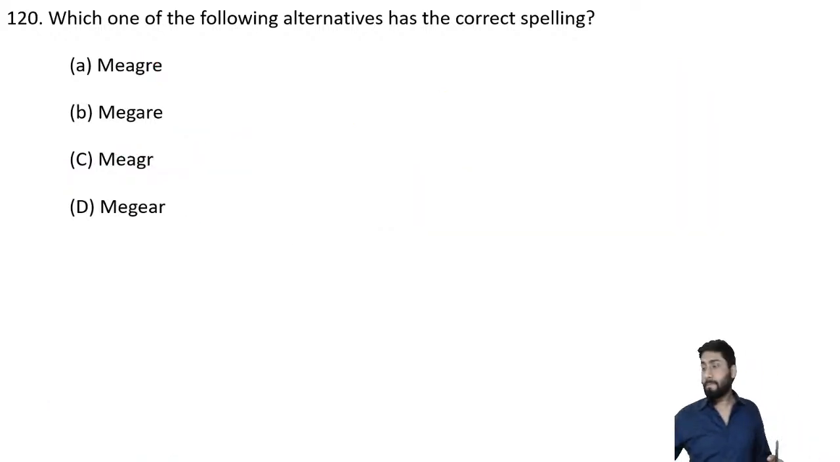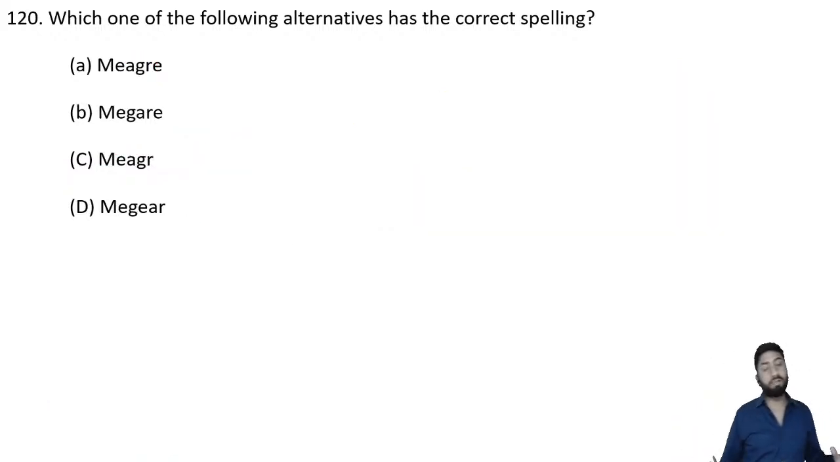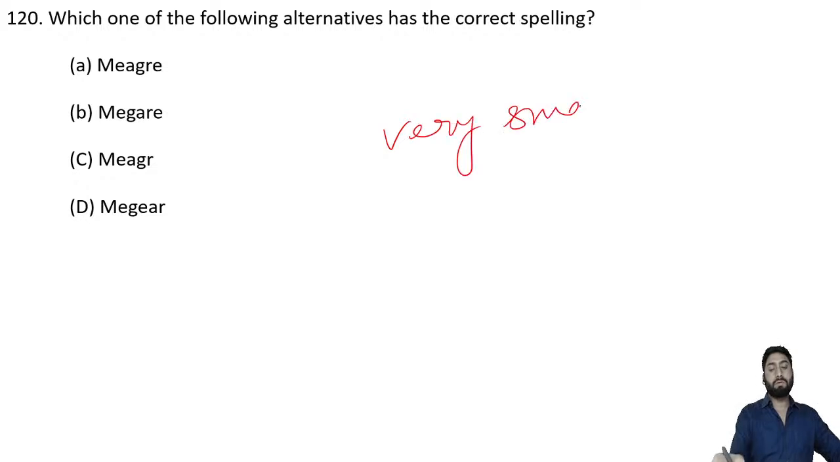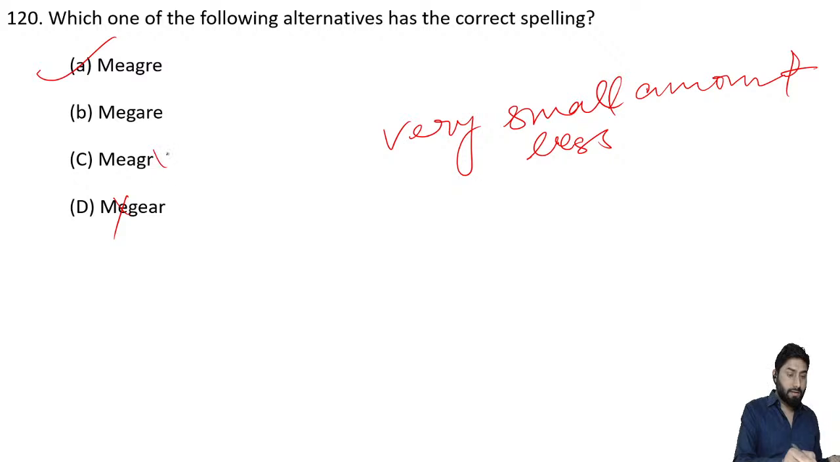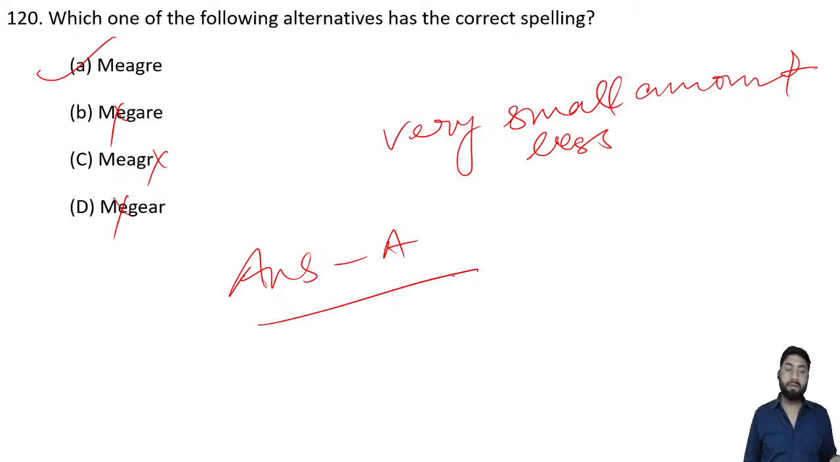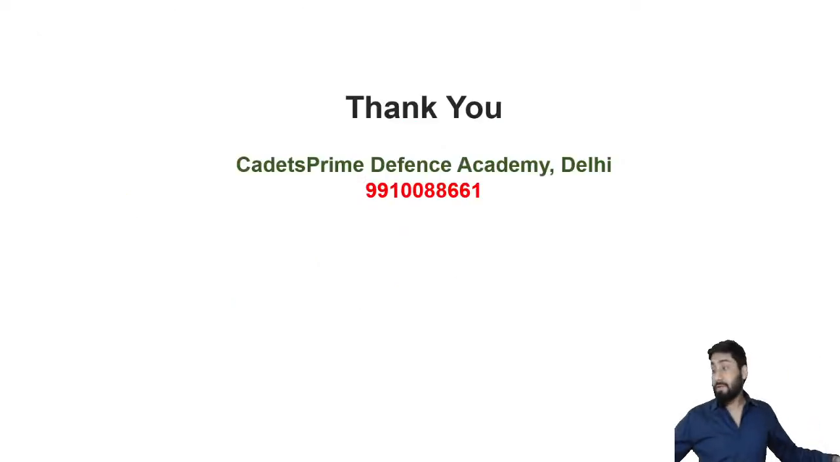Next, meager. Which one of the following alternatives has the correct spellings? Meager means a very small amount, inadequate. A meager salary, meager payment, meager something, right? So meager is this one, the correct spelling. MEA has to be there. Here there is no MEA, here there is no E, here there is no MEA, all wrong. So the answer is A. That's the correct one.